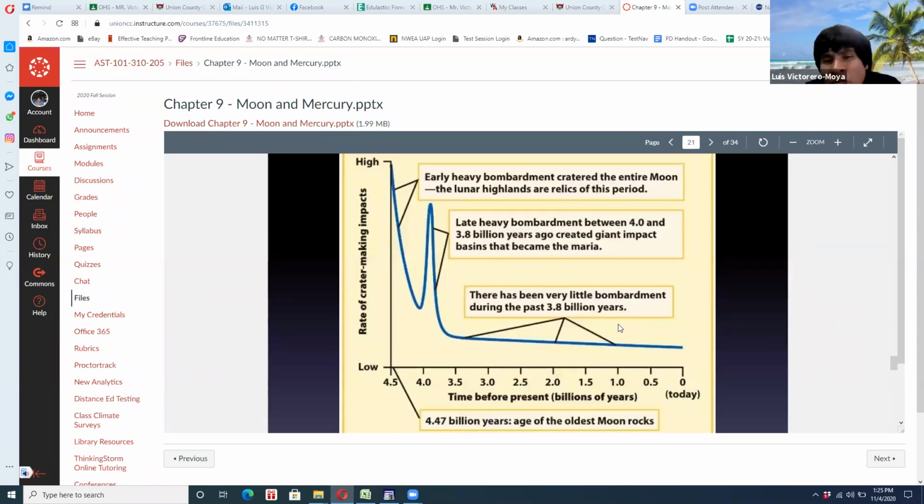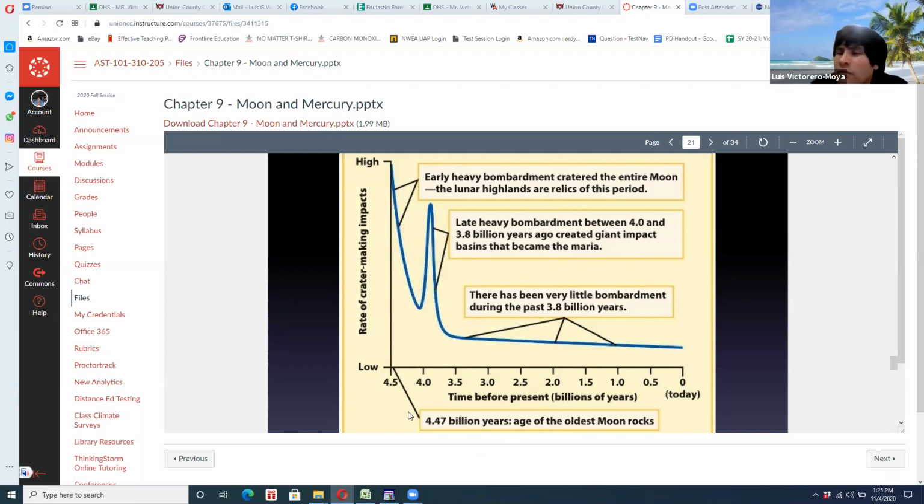As I was saying, there were two periods of early heavy bombardment that cratered the entirety of the moon. 4.5 billion years ago when the moon was formed, and then 4 billion years ago, 0.5 billion years after the moon was formed, right? But in the past 3.8 to 4 billion years, there hasn't been much bombarding, and look how it's decreasing, right? The line here is curved.